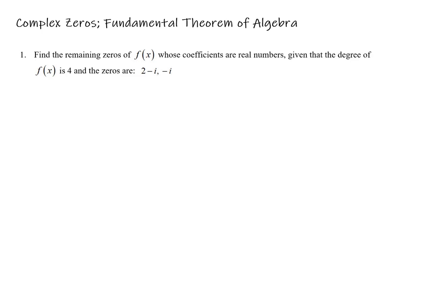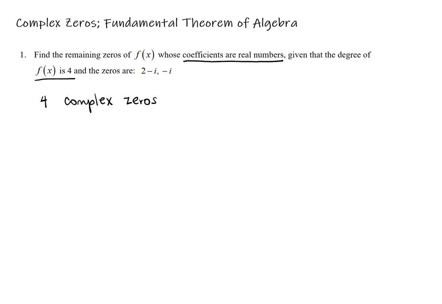The question asks us to find the remaining zeros of f of x whose coefficients are real numbers. So there's your first clue. We have to make sure that the polynomial we're looking for has coefficients which are real numbers in order for us to be able to use this theorem. And then it says that the degree of the polynomial is 4. So that tells me I'm looking for exactly 4 complex zeros.